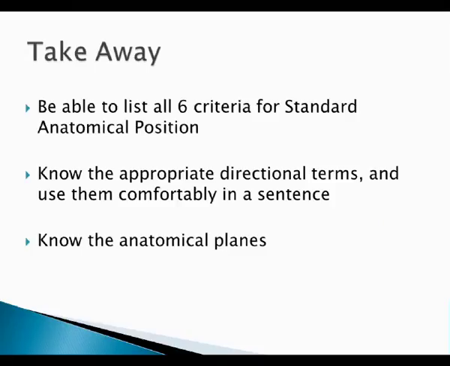Okay, so again, it's a really cheap and easy chapter. There are 3 main things that you want to take away. Okay, the 6 criteria for standard anatomical position. Right, so you should be able to list those 6. Know the appropriate directional terms and how to use them comfortably in a sentence. So dorsal, ventral, anterior, posterior, proximal, distal, and then know the anatomical planes.